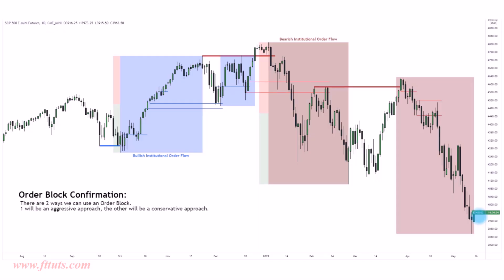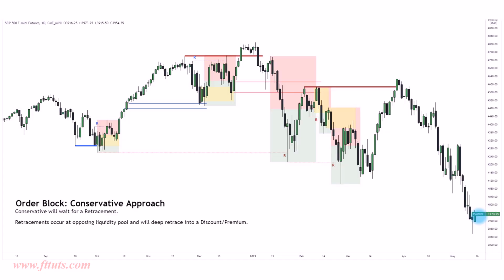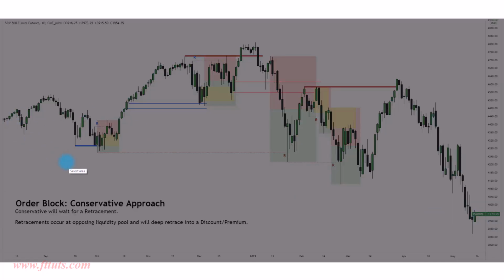So, order block confirmation. There's two ways we can use an order block. One would be an aggressive approach, the other would be a conservative approach. Similar to liquidity pools. So this is the conservative approach. Okay? The conservative approach will wait for retracement. And retracements occur at opposing liquidity pools. And if the retracement happens, it will trade back into a deep discount or premium. So let's explain this.